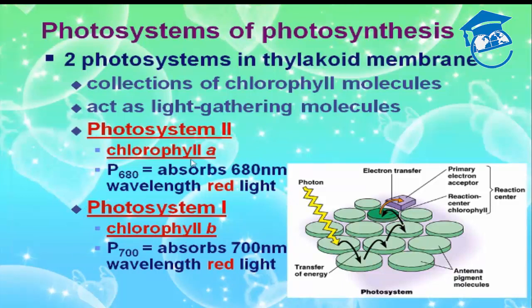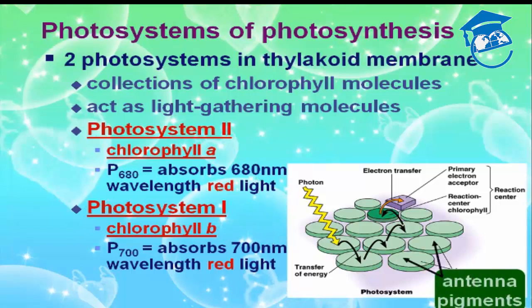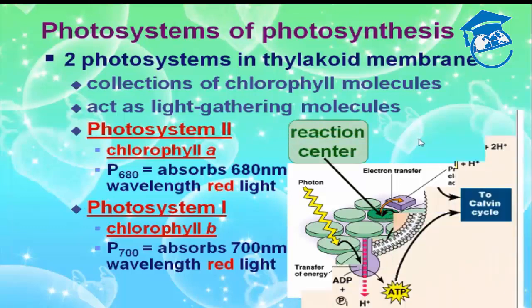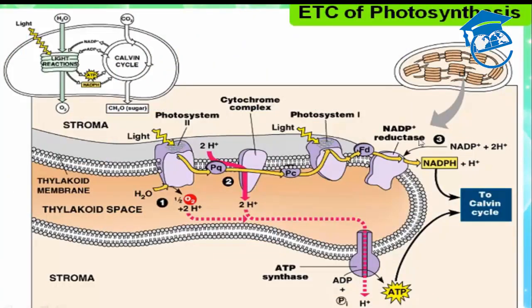So both PS, that is photosystem, absorb red light, okay, they absorb wavelengths of red light, students. And these are the antennae pigments, and this is the reaction center, as I told you. Now, as I told you, in PS1 it takes electrons from the electron transport chain of photosynthesis, okay. So this is the electron transport chain of photosynthesis, okay.